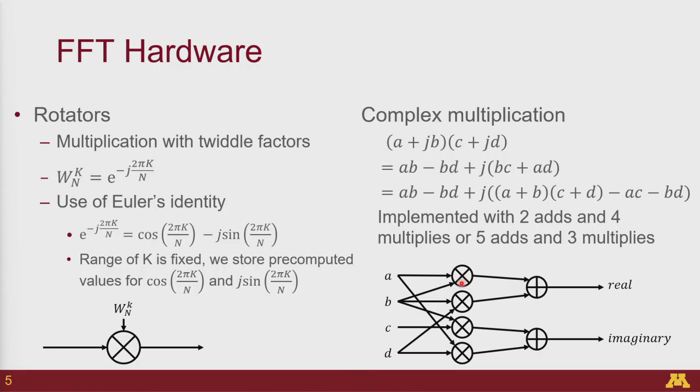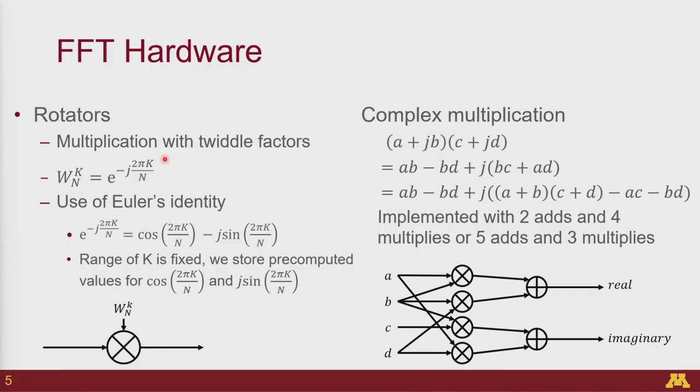The second block which we're going to talk about is the rotator. This is essentially the block that multiplies the result which you get with the twiddle factor. We have seen that whenever we have an FFT, we have a twiddle factor which is of the form w to the power kn, where k is the number which you see on each of the branches and n is the total endpoints of the FFT. And that essentially becomes e to the power minus j2 pi k over n.